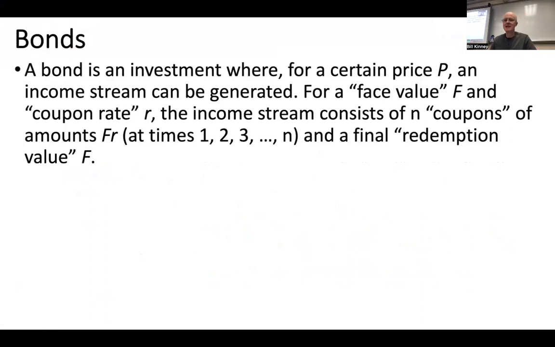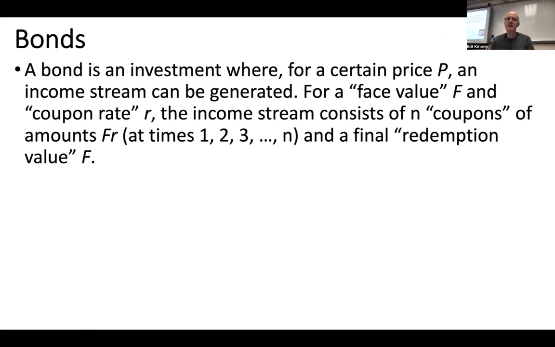So a bond is an investment where for a certain price P, an income stream can be generated. You pay something right away. You are investing, giving money either to a corporation or a foundation or a church or the government, giving them some money and expecting a return on your investment. You expect to get more money back than you invested.